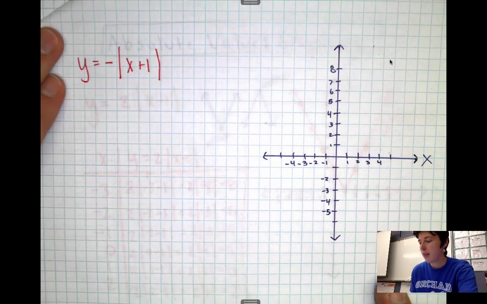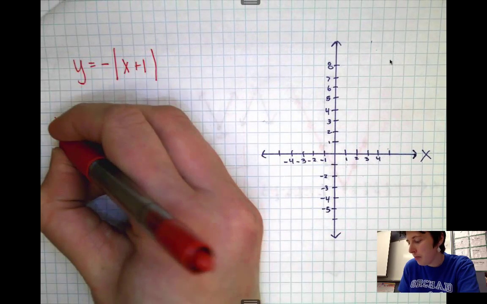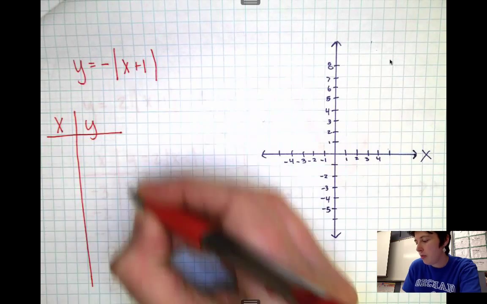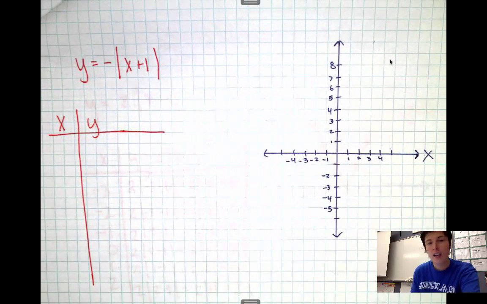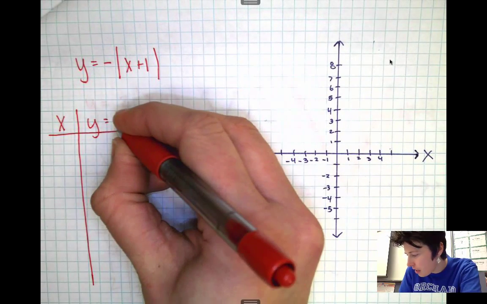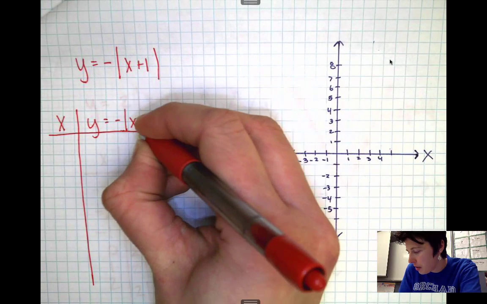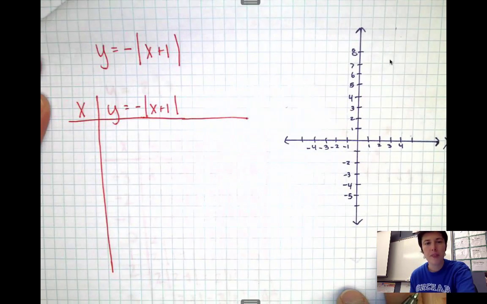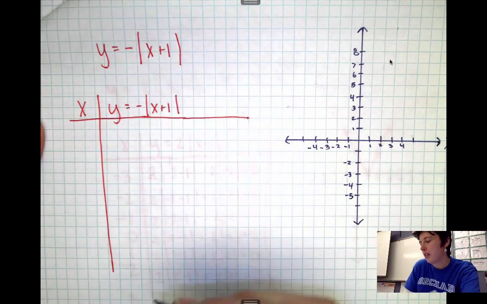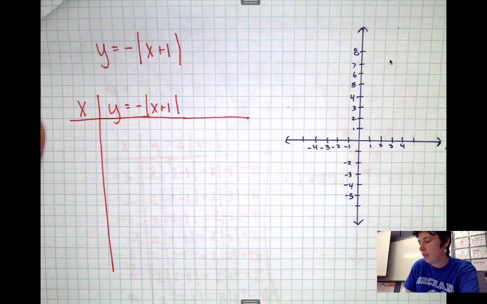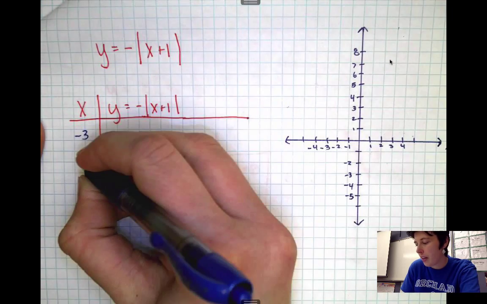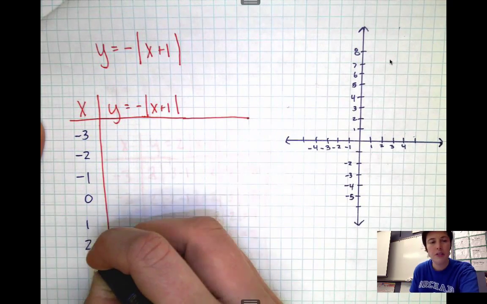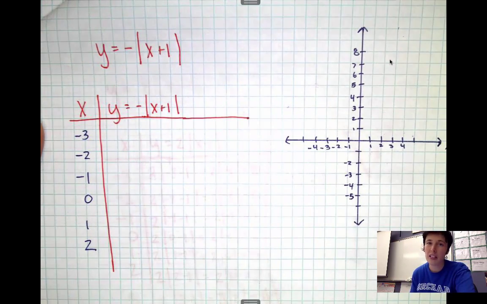Okay, so I'm going to go through my steps here. I'm going to make an XY table. And again, I'm going to be searching for the V, so I'm going to be doing all the work to find the V. And I'm going to write here y equals negative absolute value of x plus 1, so I can have some room to show my work. And I'm going to pick some values, maybe the same strategy as earlier: negative 3, negative 2, negative 1, 0, 1, 2. And I'll just do as many points as I need to.